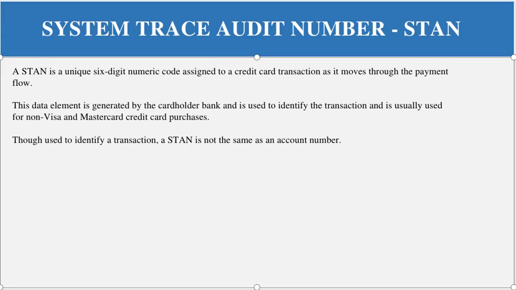This data element is generally generated by the cardholder bank. For example, if you have a card in ABC bank, then ABC bank has the authority to generate that STAN number for that particular credit card transaction, and it is generally used for non-Visa and Mastercard credit card purchases and transactions. Here remember that STAN, or system trace audit number, is a unique identifier, but it is not equal to the account number of a customer.